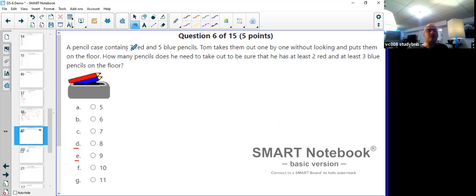we've got 7 red pencils and 5 blue pencils. And you're just going to put them out on the floor. Okay, I got some people who said 8. That's fine. I'm just going to lay them out. I put one out, put it down, put another one out, put it down, right? How many pencils does he need to take out to be sure that he has at least 2 reds? I need 2 reds. And at least 3 blues.